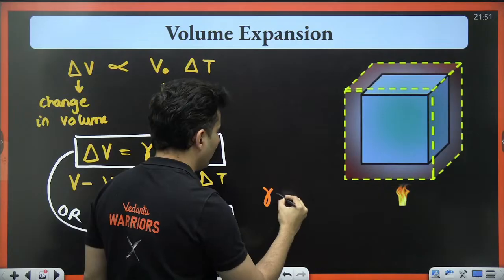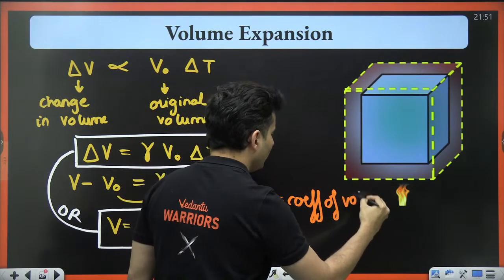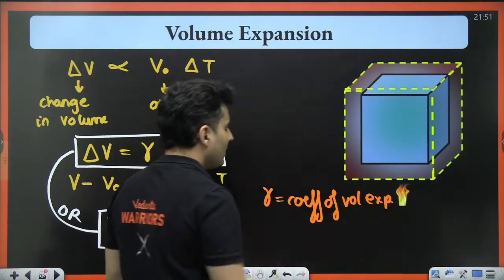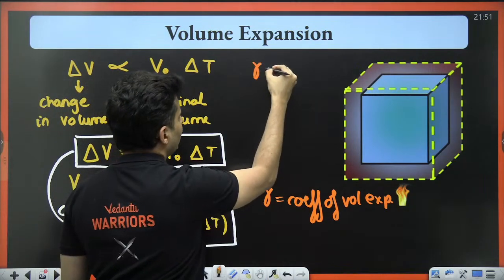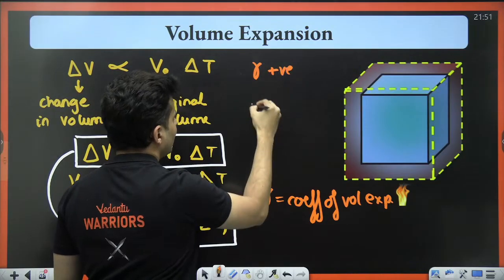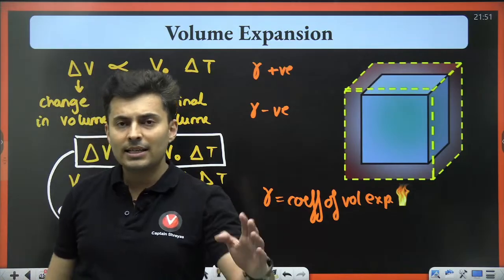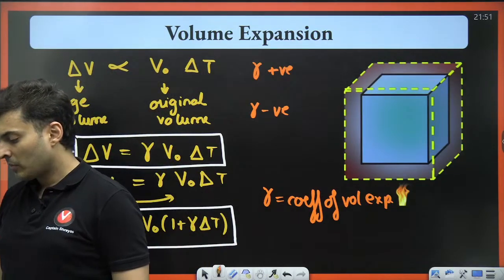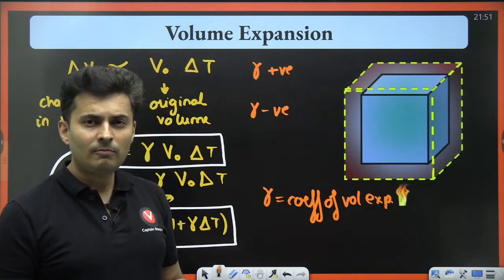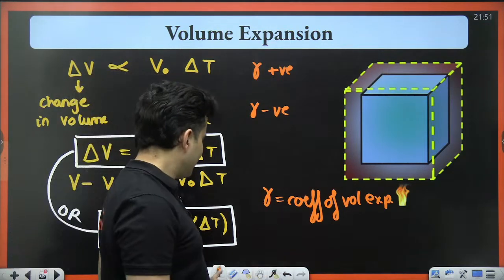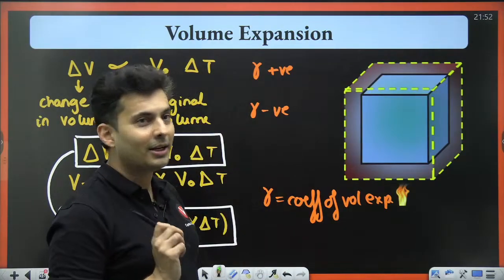What is this gamma called? This is called the coefficient of volume expansion. Let me ask you a simple question. Can gamma be positive? Can gamma be negative? Is it necessary that gamma is only positive? Is it necessary that gamma can be negative also? Think about it. The answer is yes, it can be both positive or negative.